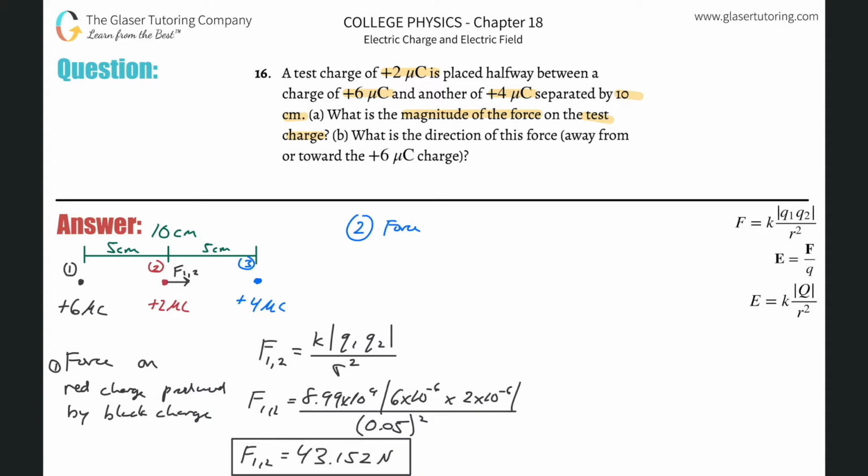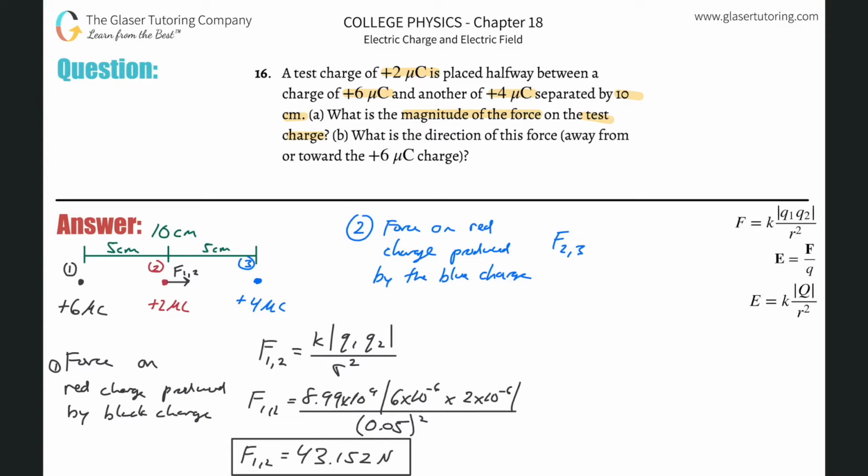So, force on the red charge produced by the blue charge now. And I'm going to label that F sub 2, 3. You could write it as F3 too. It honestly doesn't matter. But it's the force between these.